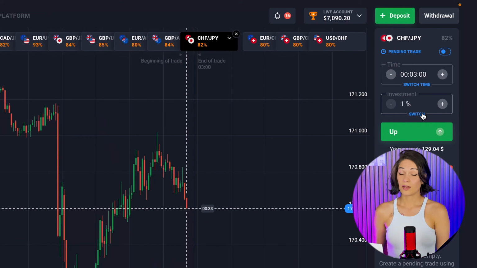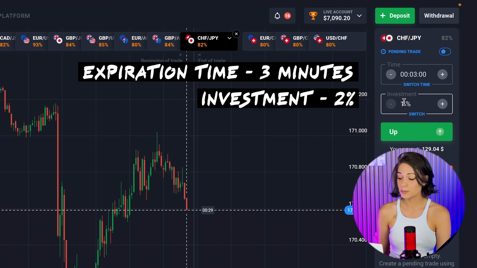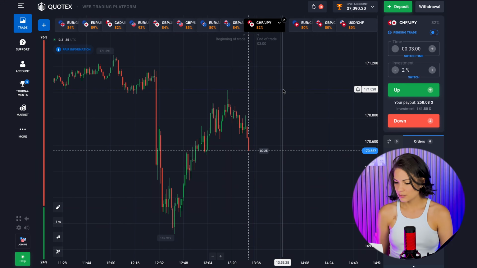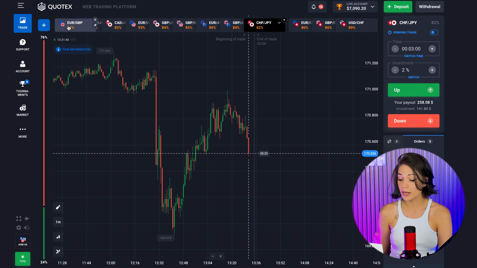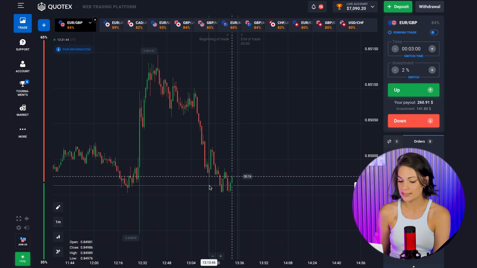Now let's see how price action works in practice. I will make several trades based on key levels, patterns, and candlestick formations. Okay, so the expiration time is going to be 3 minutes, and the amount of money that I'm going to use is going to be 2%. This is my standard risk management. And when you're trading with price action, you need to understand that you're going to spend a lot of time to find all of the key levels from which we can start trading.